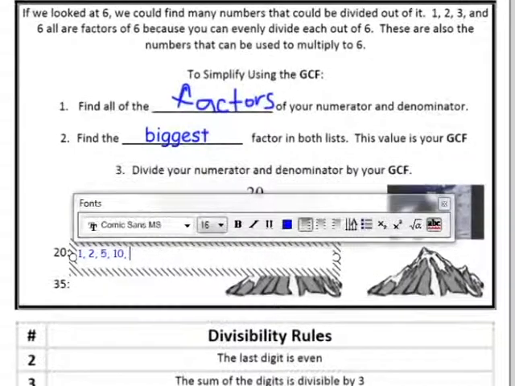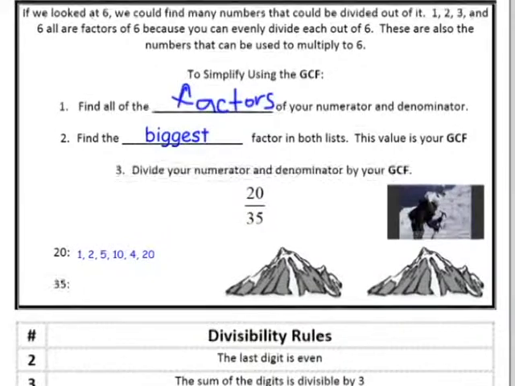Now you could sit here and try to figure out the factors, just kind of list them out. Let's see, 20, well I know that 1 goes into 20, 2 goes in, let's see, 5 goes in, 10, oh I forgot about 4, and then the 20. It's very challenging to get them in order on the first try. That's why we have what I lovingly call the mountain method. So we have our little mountain climber here to help us out.